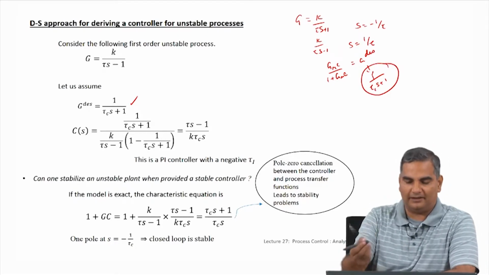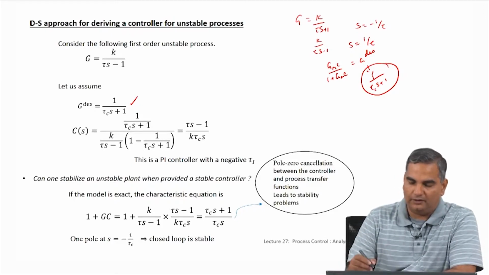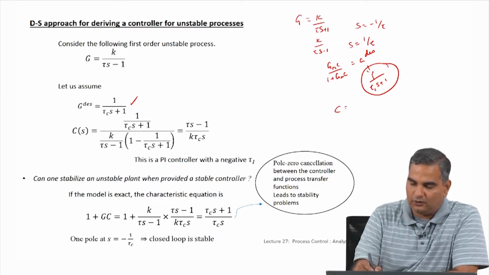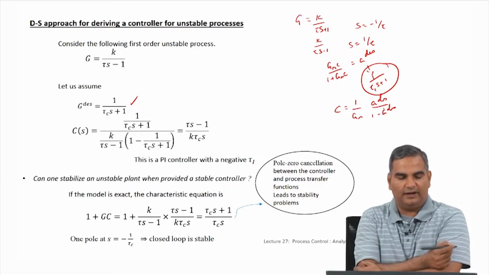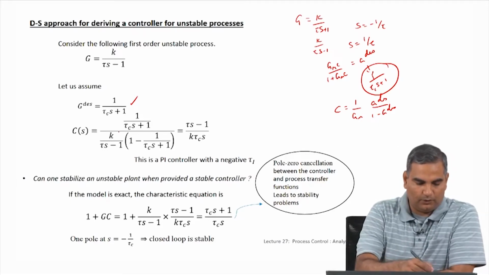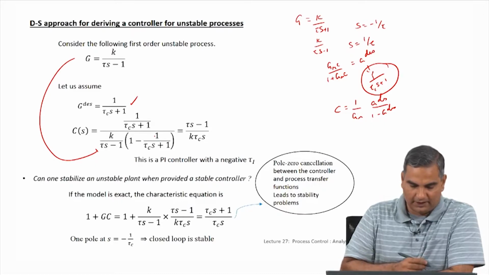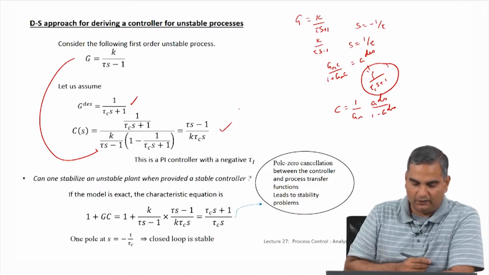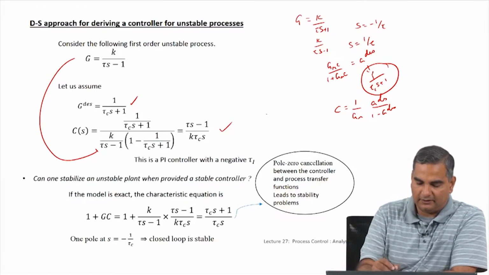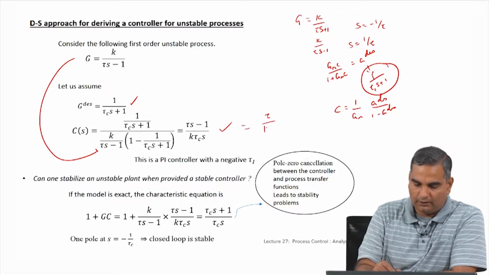So the assumption is there exists a controller, and of course we have solved this, and then we have said the controller is basically 1 over GM times G desired by 1 minus G desired. So let us see what type of controller we get. So if I substitute this 1 over GM here and G desired divided by 1 minus G desired, I get this form here, and you will quickly notice that you can write this as tau over K tau c times (1 minus 1 over tau).